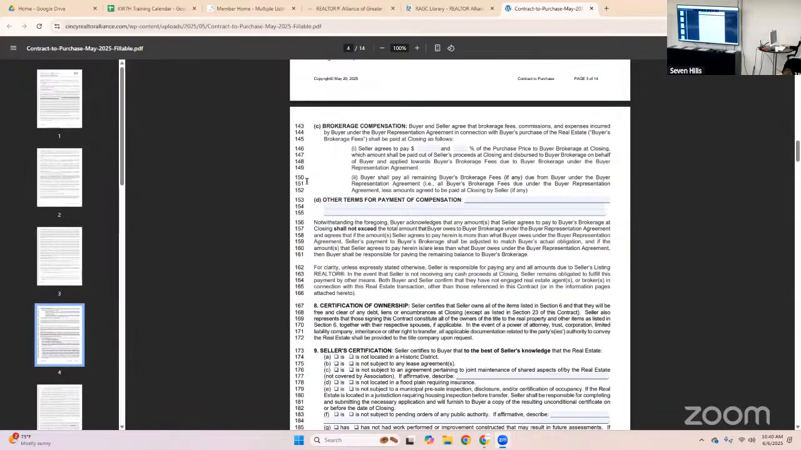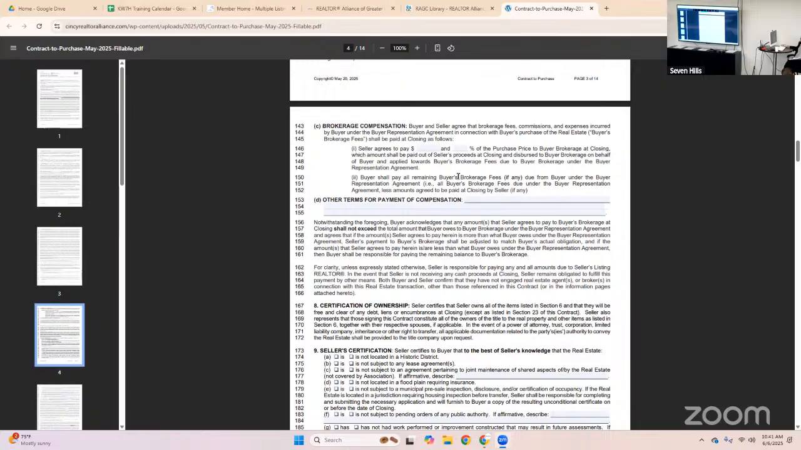So in line 150, buyer shall pay all remaining buyer's brokerage fees, if any, due from buyer under the buyer representation agreement, i.e. buyer's brokerage fees due under the buyer representation agreement, less amounts agreed to be paid at closing by seller. So again, it's reiterating exactly what we just talked about. It's not superseding that agreement, and this is saying that the buyer is going to pay that difference. It's not giving them an out here. So it's saying that if you're signing a 3% and seller's only paying 2%, then the buyer is going to be responsible for that 1%.